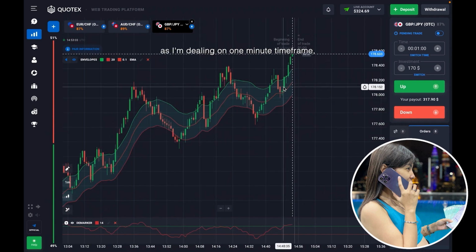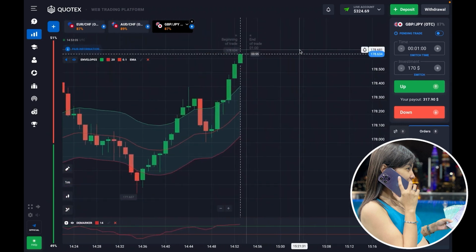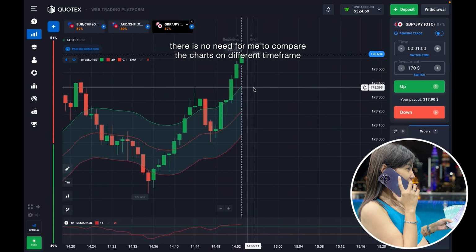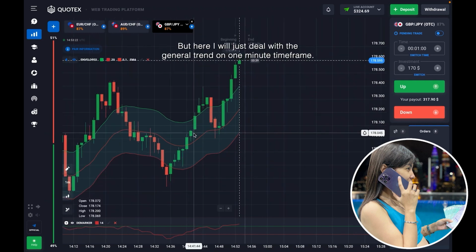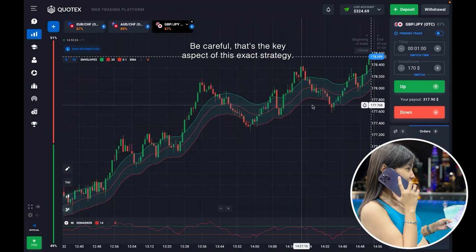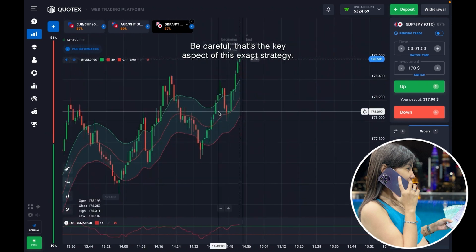Here I'm dealing on 1 minute time frame. There is no need for me to compare these charts on different time frames because the strategy is not based on this. I can use this trick for my different strategies where I just switch between different time frames and analyze the key levels, but here I will just deal with the general trend on 1 minute time frame. So be careful, that's the key aspect of this exact strategy.